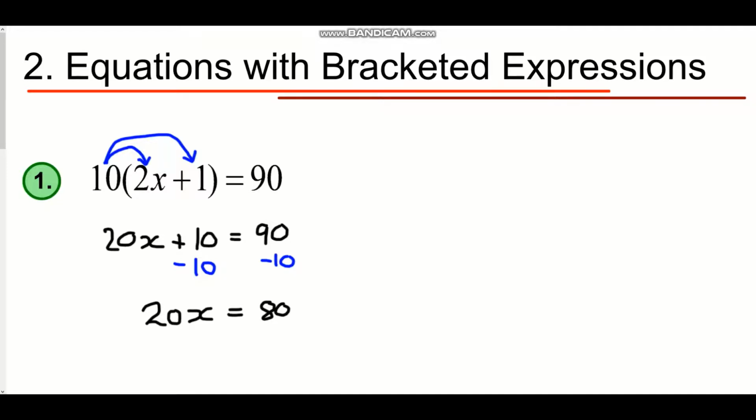Then what I need to do in order to get what 1x is, I'm going to divide by 20 and divide by 20 on the right hand side as well to keep it balanced. And I get that x is equal to 4. 4 20s are 80. Again, remember, you don't need to show the minus 10 and minus 10 in blue, and you don't need to show the divide by 20 and divide by 20 in green. All you need to show is that black working out line by line until you get to your x is equal to a value stage.